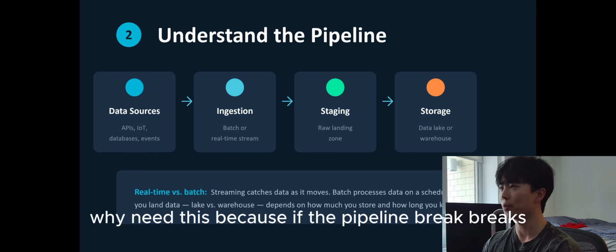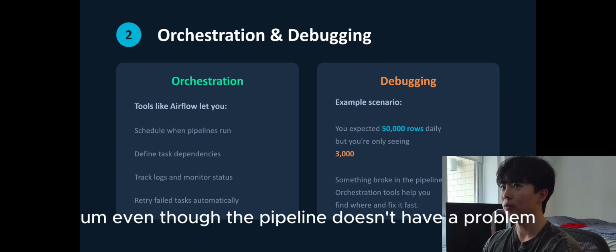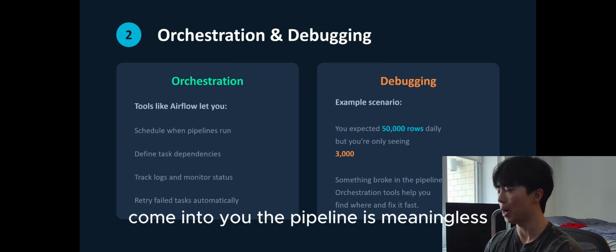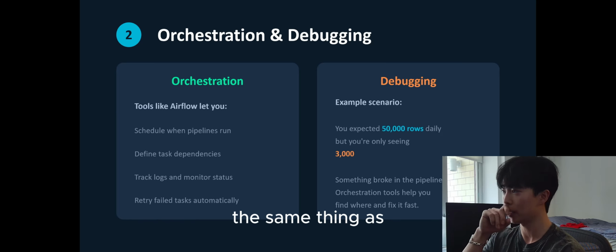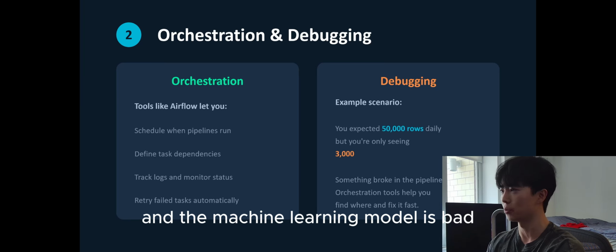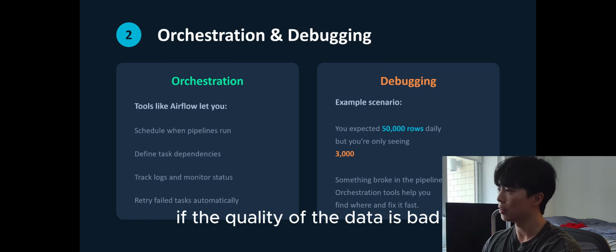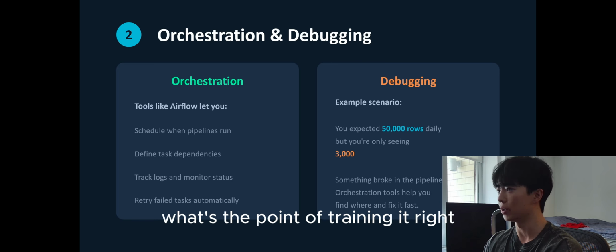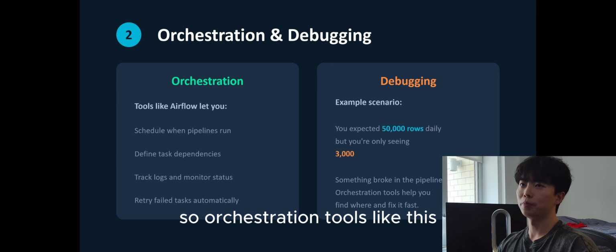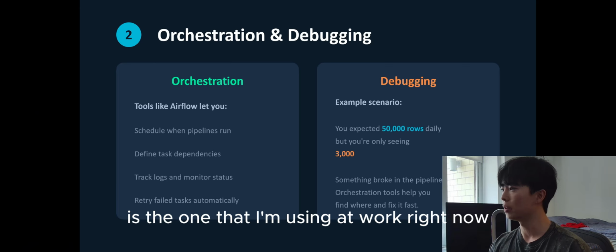Because if the pipeline breaks, I can just go in and fix it. But it's a lot deeper than that. Even though the pipeline doesn't have a problem, if the right data doesn't come into you, the pipeline is meaningless. It's the same thing as when you have a machine learning model that's trained with bad data, and the model is bad. Even though you have a great architecture, if the quality of the data is bad, then what's the point of training it, right? It's going to end up being a bad model. So orchestration tools like Airflow, which is the one I'm using at work right now, are really important.